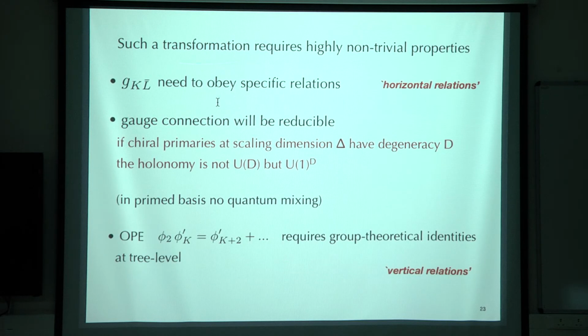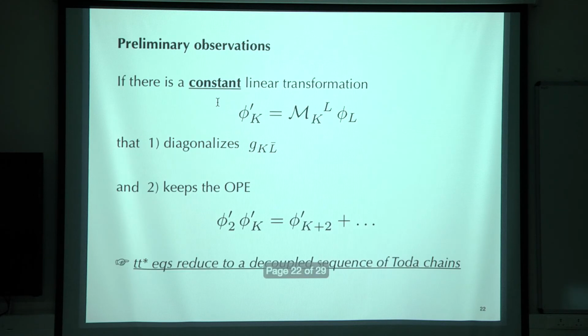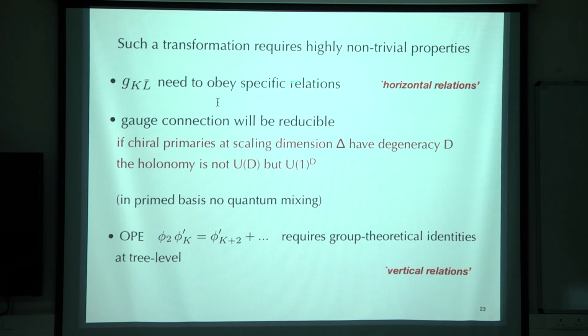Now, is this transformation viable? Why is it a peculiar transformation? Because these are supposed to be tau and tau bar independent quantities, but these quantities already are highly dependent on tau and tau bar. Okay, and the M has to diagonalize that. So, such a transformation requires highly non-trivial properties. In particular, all the G_{K L-bar} have to obey additional specific properties that will allow this diagonalization. Okay, I will call these relations, and I will give explicit examples in a moment, horizontal relations.